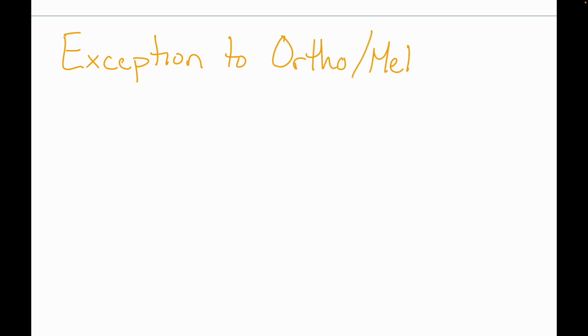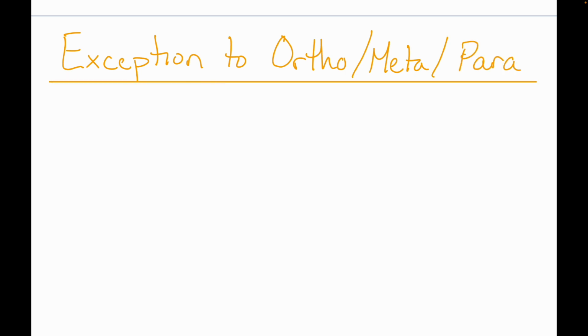We do have one sort of exception to that ortho meta para that we got to note. Now, this is so stupid. I don't know why they do this, but there is an exception for when you have non-identical substituents.